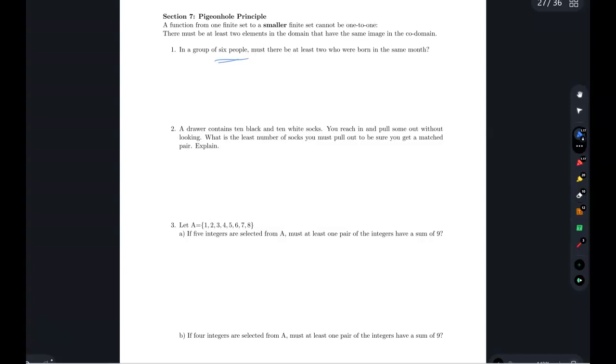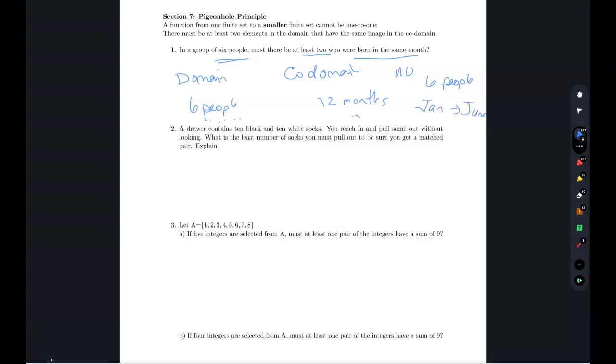Okay, so here we go. Here we have 6 people. So this domain would be the 6 people. And the question is, will there be at least 2 of them who were born in the same month? And so then the codomain would be the 12 months. Oh, this number is not larger than this number. So the answer would be no, because you could have all 6 people have their birthdays from January to June, and there's no overlap.